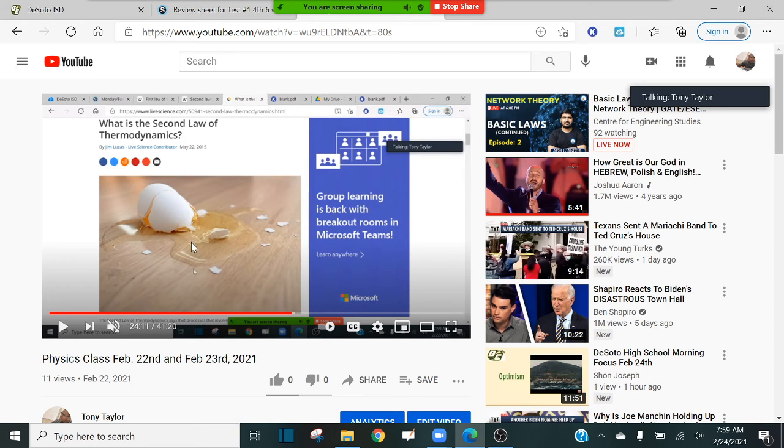So, for example, has anybody ever seen an egg unbreak itself? Has anybody in here ever seen a shattered egg put itself back together, where it becomes more ordered over time? No, you don't see that. Not in the real world. Because if you were to see something like that, it would violate the second law of thermodynamics.